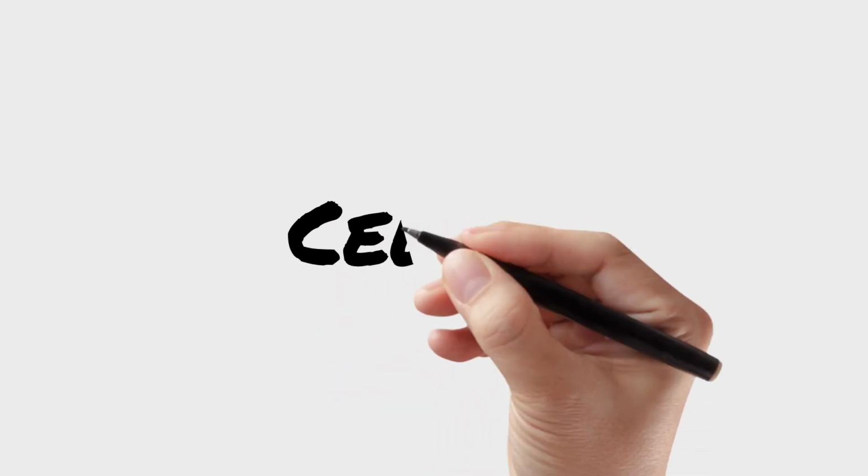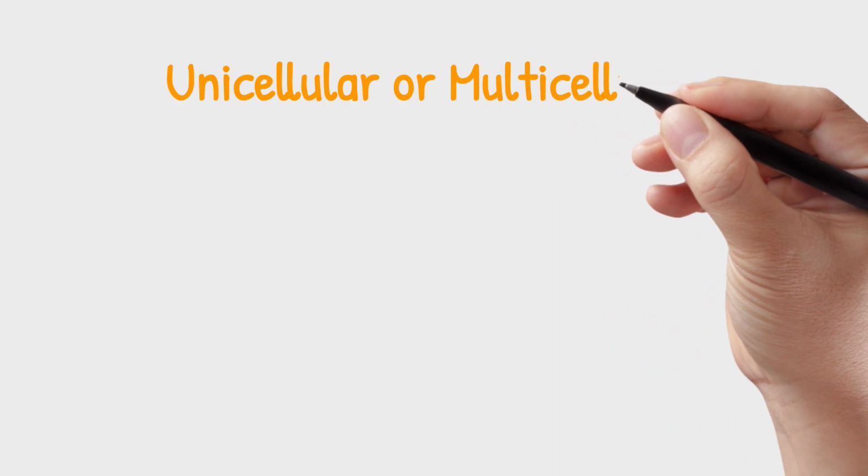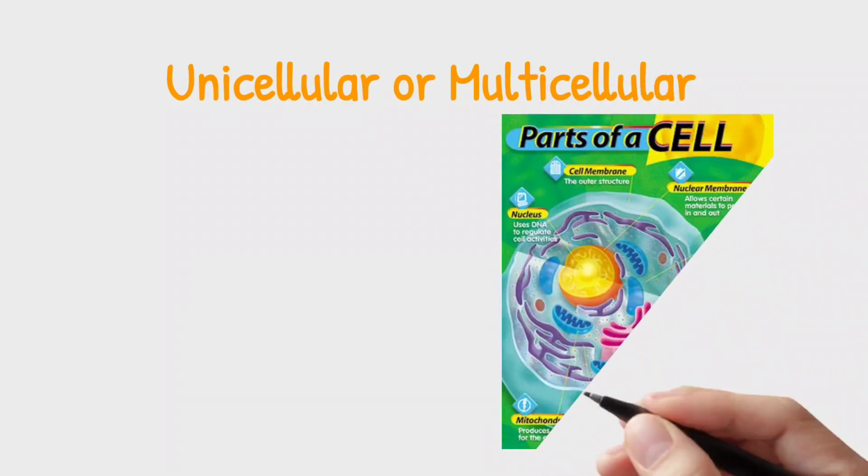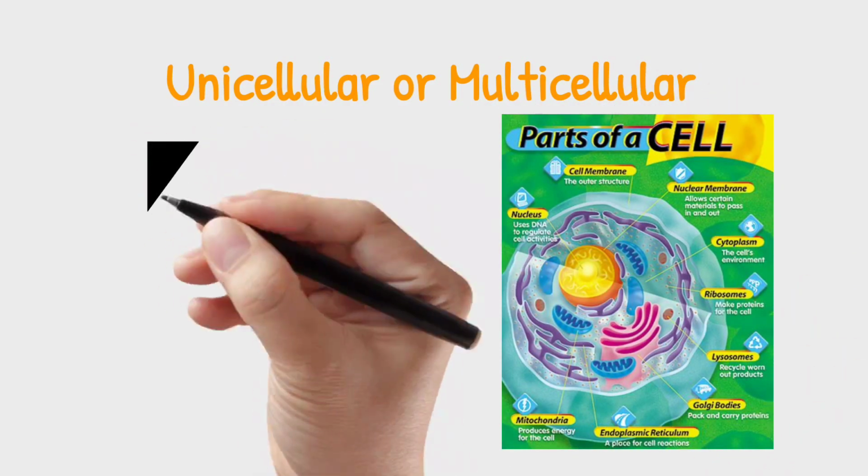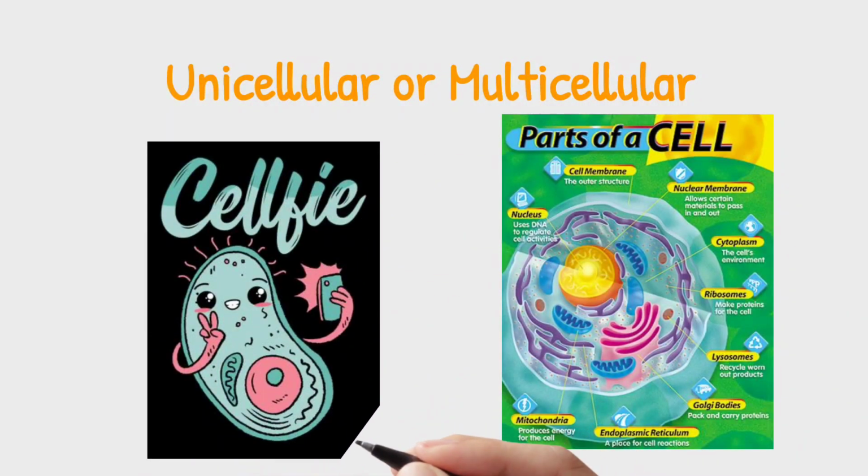Every living biological organism is made of cells. They can be either unicellular or multicellular. Cell biology is a branch of biology that studies the structure, function, and behavior of cells. In this video series we will discuss cell biology in detail.